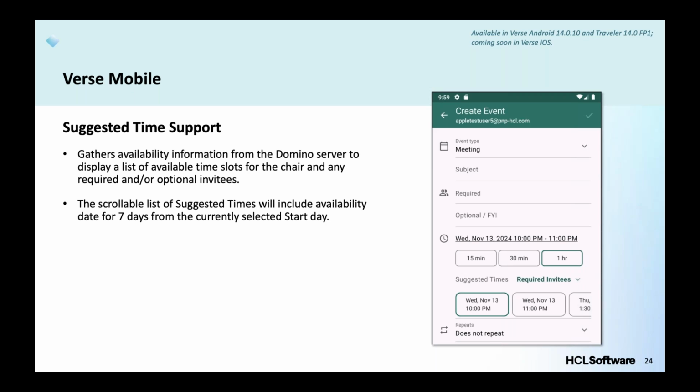So we've implemented this capability now to get the information from the Domino server based upon the event proposed time, and then it will provide the suggested times, exactly the same set of data you're seeing in Verse Web. We're visualizing that now in the mobile client, and you can scroll through that list. It's going to give you 7 days worth of data from the current selected start day, and if you want to move forward in the future, it'll keep gathering new data. So you get quick access to availability on the mobile device. This is out and in production at this point since November 2024. It does require Traveler 14.0 FixPack 1 to be enabled at this time. We're going to go through a demo of that shortly.